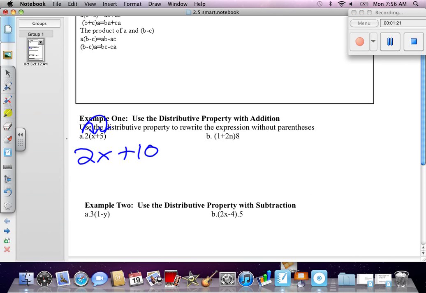All right, so if you've got the number on the outside, on the left side instead of the right, it doesn't matter. You still multiply it by both things. 8 times 1 gives you 8. 8 times 2 gives you 16. Does anybody have a question about that? Okay, make sure you multiply whatever is on the outside of the parentheses by all things on the inside. And if you draw those little arrows, it's really going to help you out.